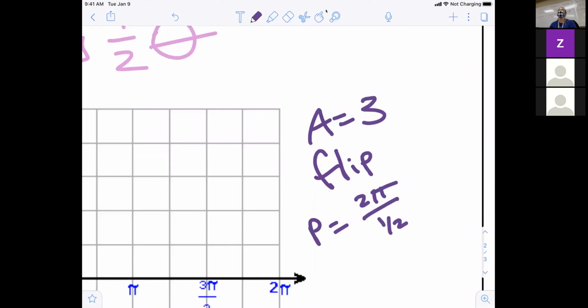This chapter is really big on fractions. So if fractions are not your forte, we got to get that figured out. 2 pi divided by 1/2 is the same as 2 pi times 2, which is just 4 pi.